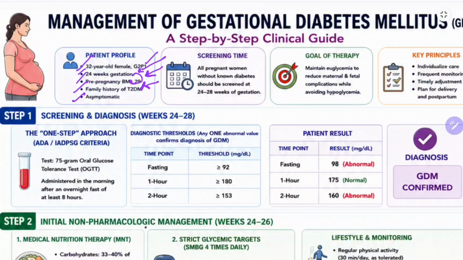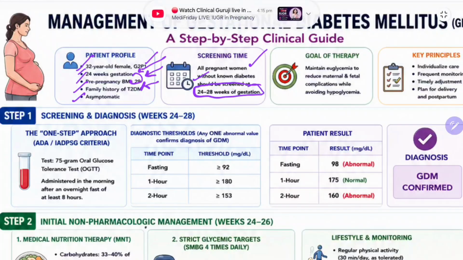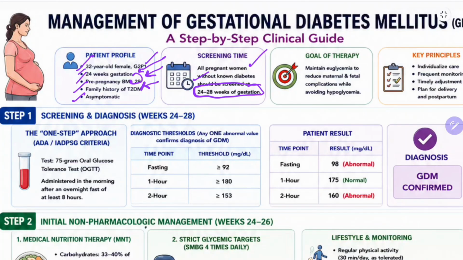So she should be screened for type 2 diabetes mellitus. All pregnant women without known diabetes should be screened at 24 to 28 weeks of gestation. This is an important point. Just remember, at second trimester of pregnancy, all pregnant women should be screened for diabetes mellitus, particularly at 24 to 28 weeks.